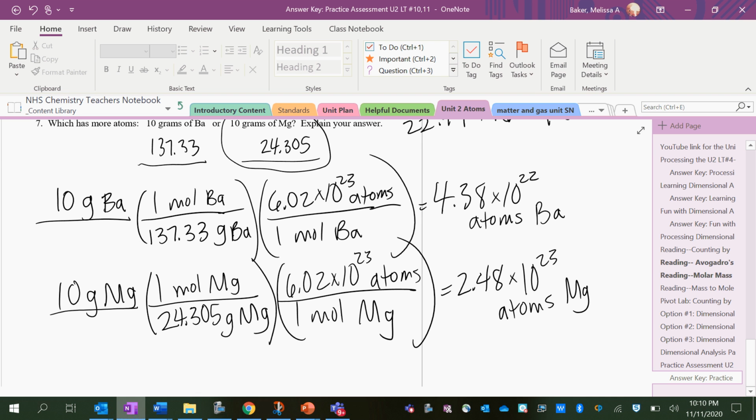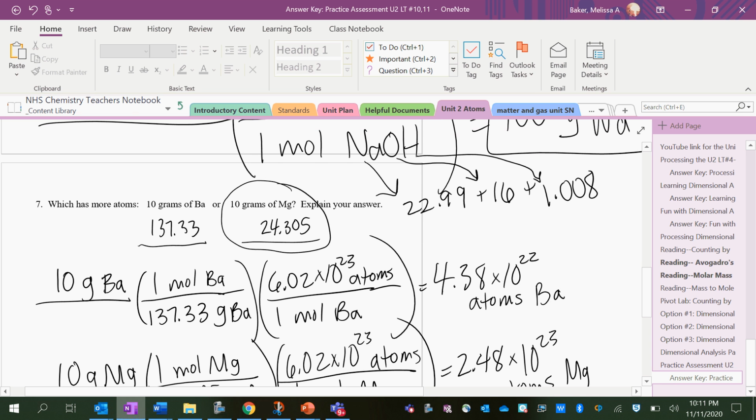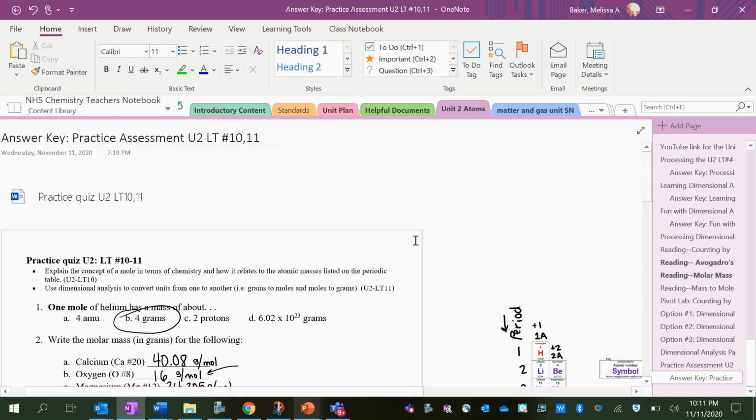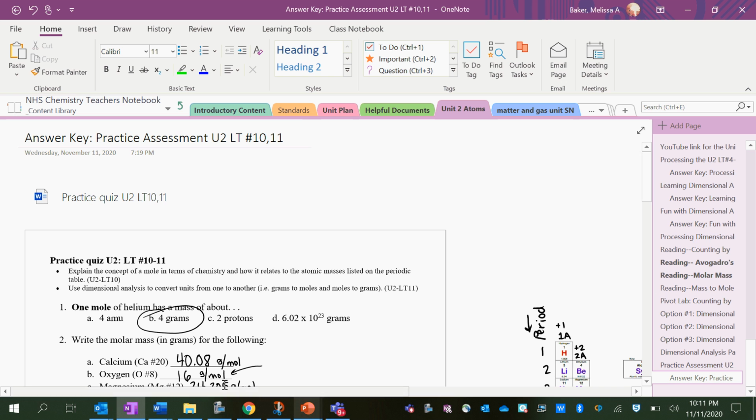So again, if you like math, you can certainly do it that way, or you can just explain with like, okay, it's a smaller atom, so the 10 grams of magnesium would contain more. So hopefully that helps you out. Again, practice makes perfect with the dimensional analysis. Good job.